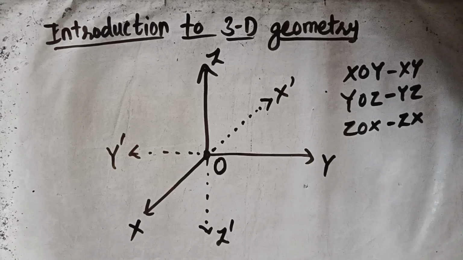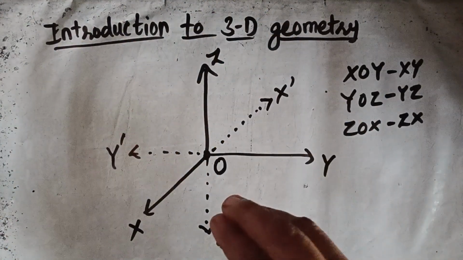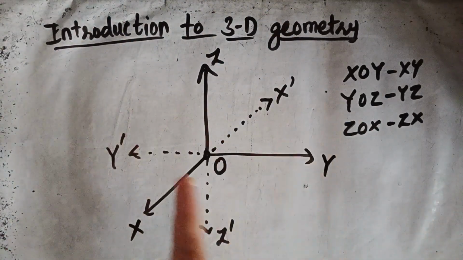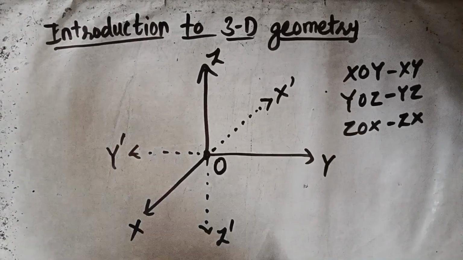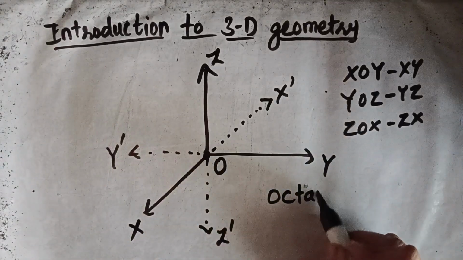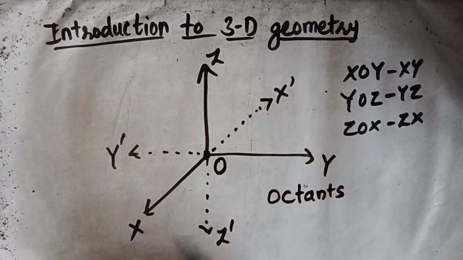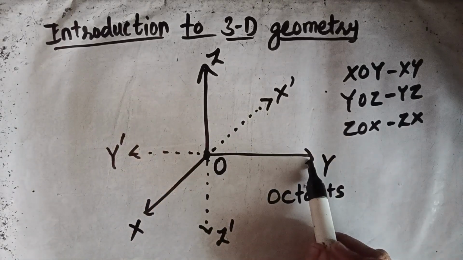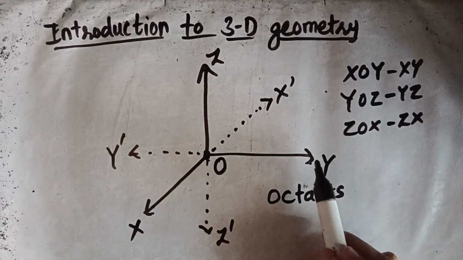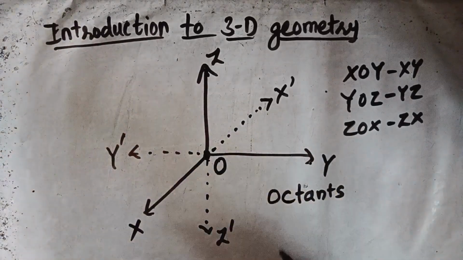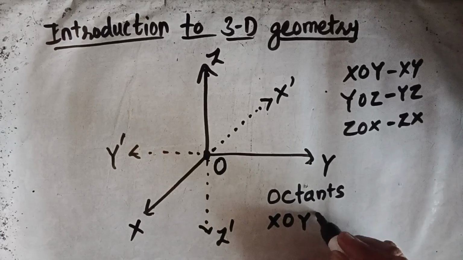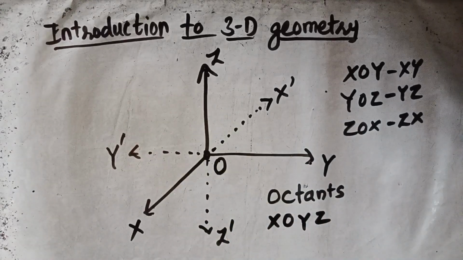Now these planes divide this space into 8 parts. There are 8 regions, and these are called octants. So if you consider one plane, say XOY, one of the octants is XOYZ. This is the first octant.